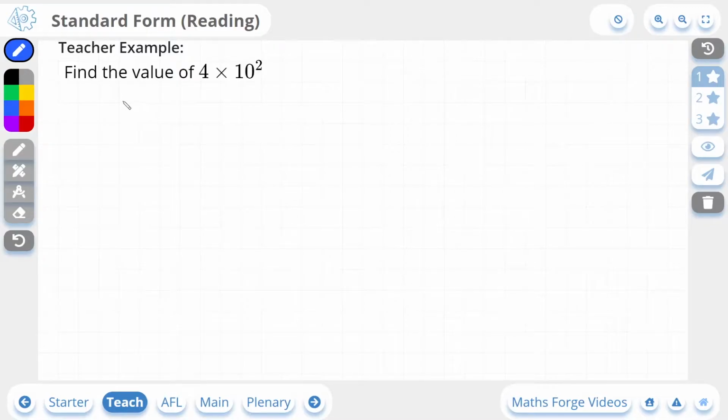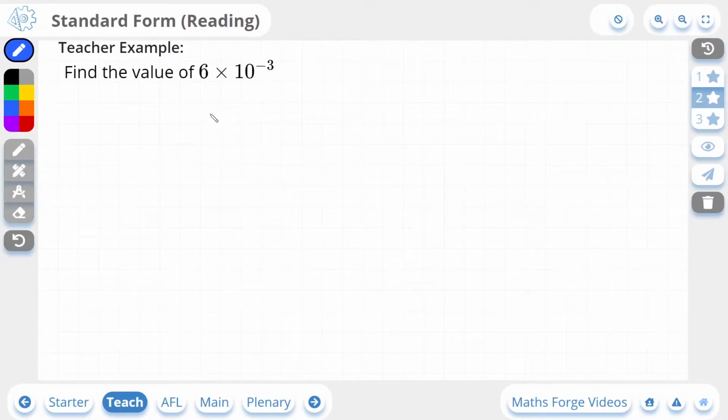So for the first example, we're being asked to find the value of 4 times 10 to the power of 2. So of course, 4 times 10 to the power of 2 is actually just 4 times 10 multiplied by 10. And so 4 times 10 is 40, times another 10 is 400. And this should be our final answer, so let's check our answer. There it is.